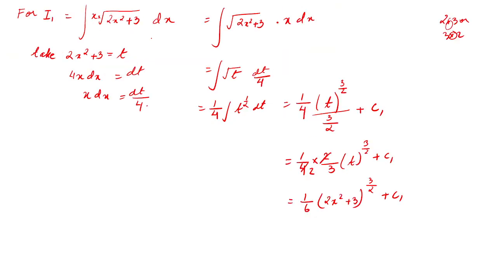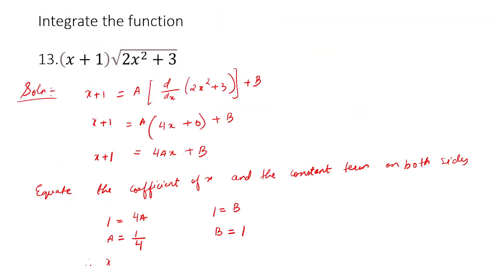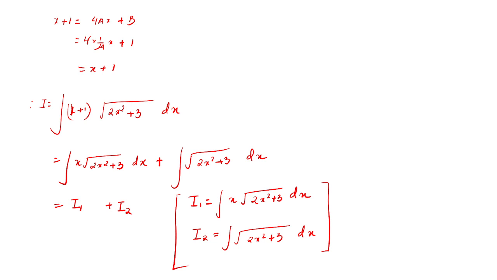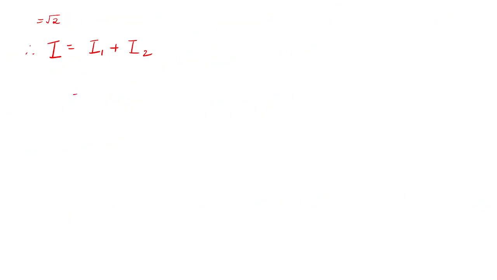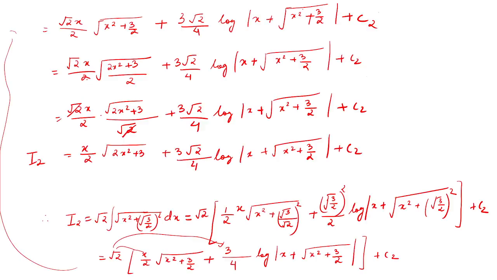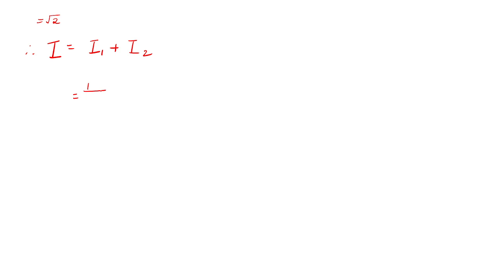Therefore, I is, what is I? It is I1 plus I2. That's what we got, right? Remember, I is what? Go back to the equation. We got it as, what is I? I is I1 plus I2. So now all we have to do is substitute. You got your I1 as 1 by 6, 2x squared plus 3 by 2.